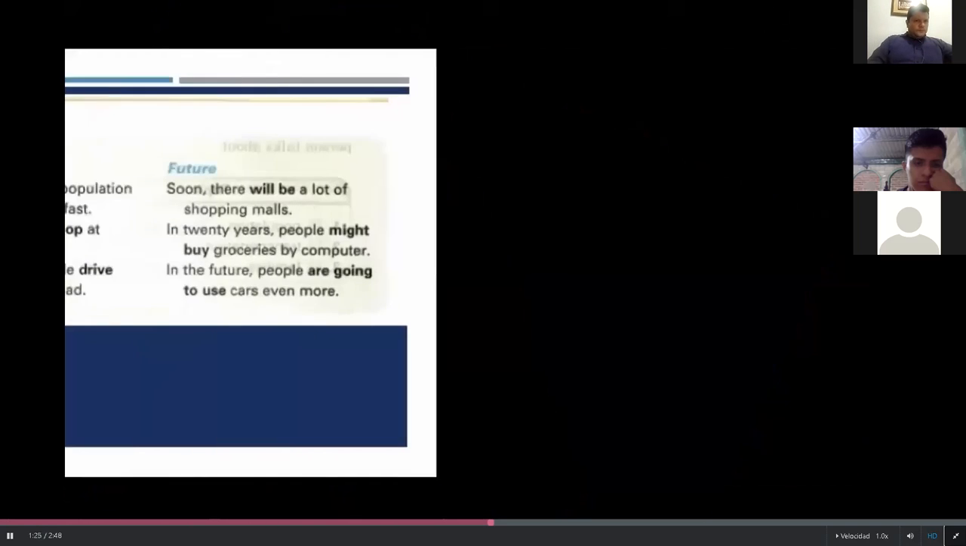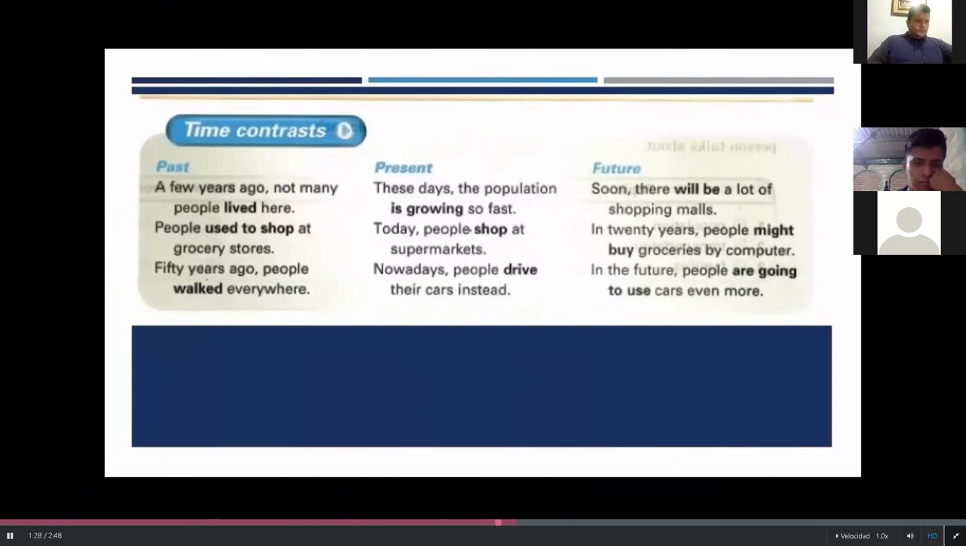Let's go over the chart. In the first column, we talk about past and we use time expressions like a few years ago, or people used to, or 50 years ago, and our verbs are in past. We used lived and walked. Let's move on to the present, and here we use these days, today or nowadays, and of course our verbs are is growing, shop, and drive, which are in the present. Last but not least, we have our future using expressions such as soon, in 20 years, in the future. Therefore, we use verbs in future. Will be, might buy, are going to use.